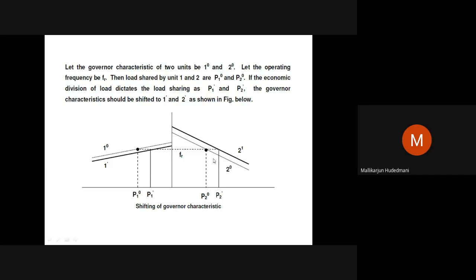Economically, you calculate what should be the sharing of power at this time by the P1 machine, or machine 1, and what should be the sharing of machine 2. That is called P1 dash, P2 dash, at the same speed or same frequency. This is how governors will come.